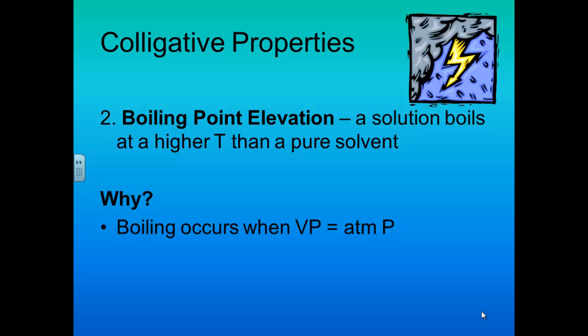We should remember that boiling occurs when vapor pressure equals atmospheric pressure. Vapor pressure is usually pretty low compared to atmospheric pressure. When you heat something, you raise the vapor pressure. When those two pressures are equal, that's when the solution boils. Remember from the phase changes unit, that's when the pressure on the inside of the boiling bubbles can support the pressure from the outside. So that's when the solution boils.